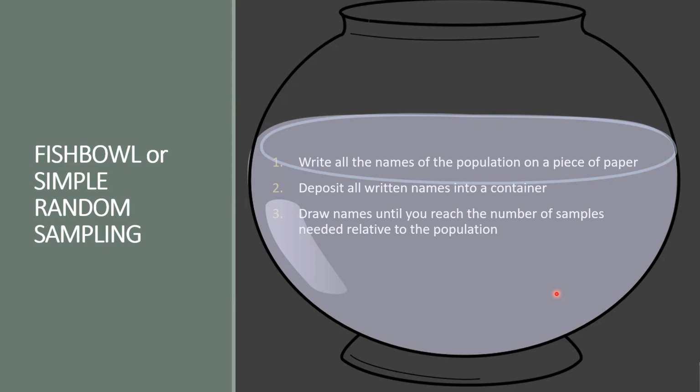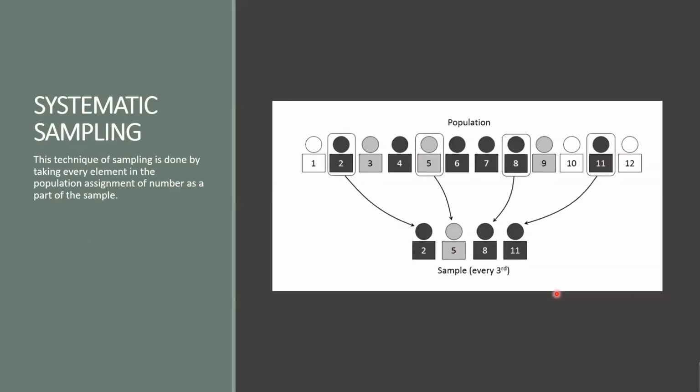Next type of probability sampling here is the systematic sampling. This technique of sampling is done by taking every element of the population at a assigned number as part of the sample. From the illustration that you are seeing right now on your screens, we have 12 individuals, and what we have selected from the 12 individuals would be every third person in our count of the population.